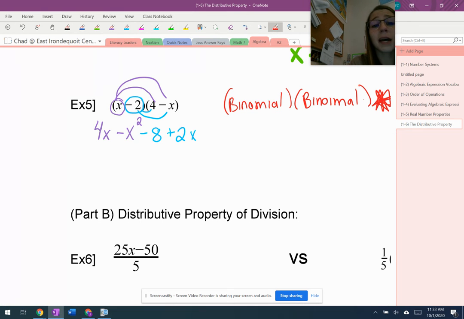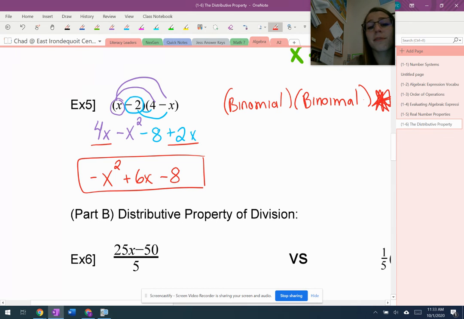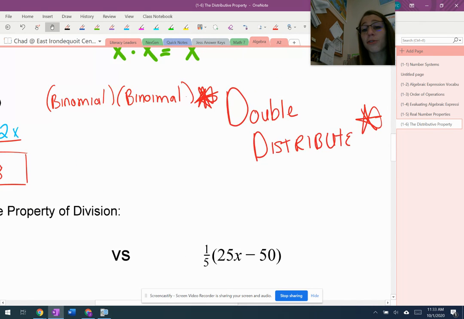Take one last step, combine any like terms that you have there. -x squared plus 6x minus 8. Final simplified answer using that double distribution.